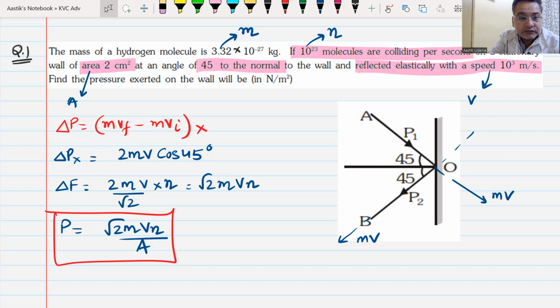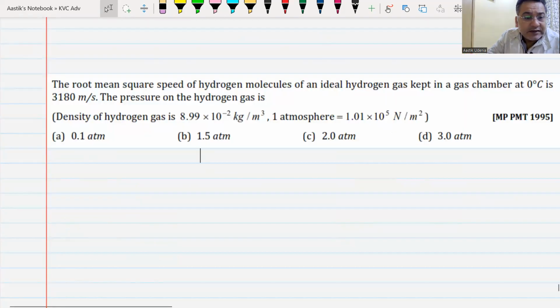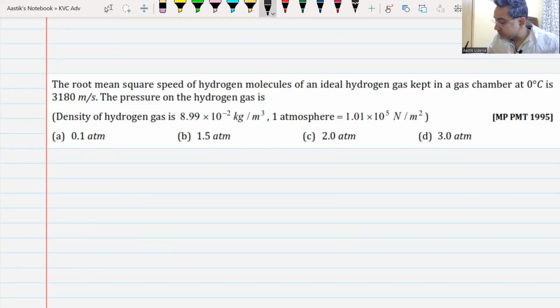Okay, having said that, now is the time that we move ahead and solve some more questions based on your kinetic theory of gases. Remember, I'm suspecting a question may come from here, so we will solve all types of questions so that we get confident. This is the first question that comes into the picture.